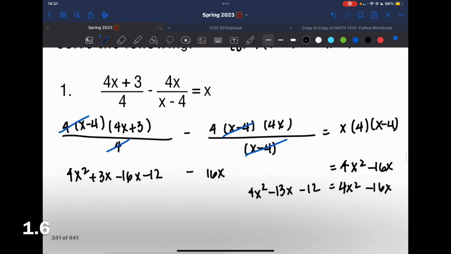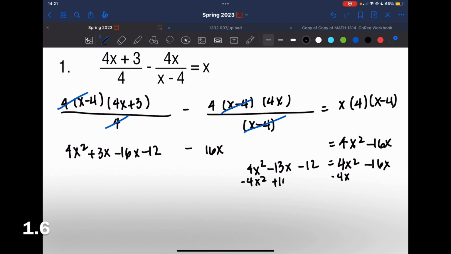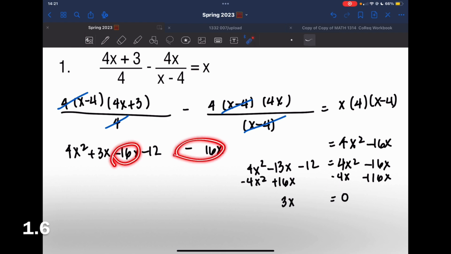You want this to equal 0. We're subtracting 4x squared from both sides and adding 16x. So we can get this by itself. So we have 3x... you know what, I have a misstep right here. This part right here, 16 and 16 is 32 plus 3 is going to be negative 29. That's what happened.